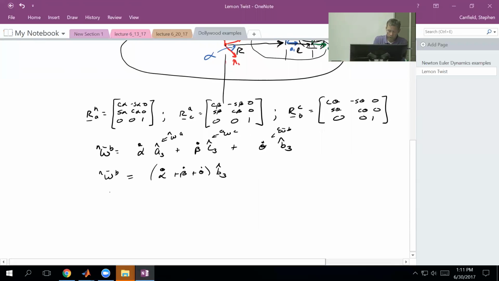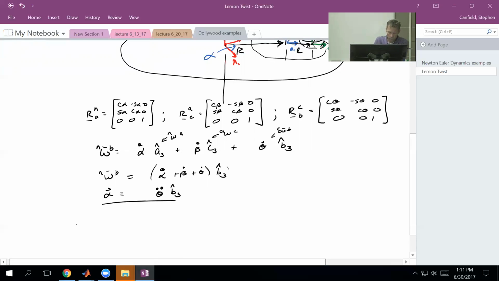Since we're here, let's go ahead and complete our angular acceleration. Our angular acceleration is going to be given as an alpha double dot plus a beta double dot, but those 2 terms are 0. We said there's a constant. Plus a theta double dot in the B3, plus the angular velocity of B to N crossed with this vector, but that's itself. So this is simply the angular acceleration.